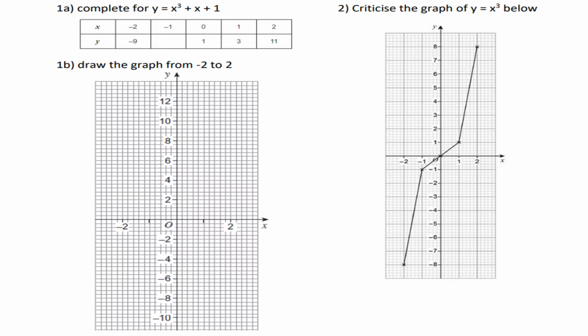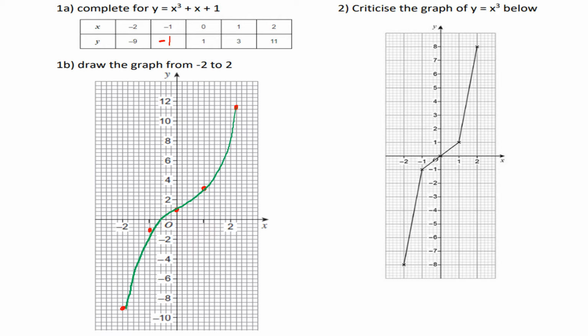So what we would get for this is we have -1 as our missing value on the table. Then we want to plot the values. These are a little bit hard to see, so we'll just have to go roughly speaking there. We've got -1, -1. We've got -2, -9. We've got 0, 1, 1, 3, and 2, 11. Now we know this is a positive cubic because it's an x cubed, and we can see the shape that it's going to have.